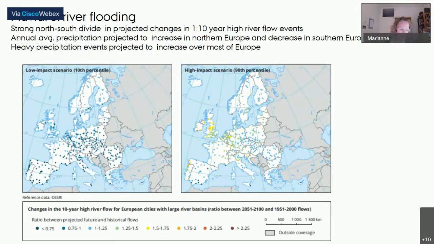So anything above 1 means that there's an increase in the impact of pluvial and river flooding. And you can see here on the map that it's really the northwestern part of the Atlantic that will have some severe impacts.